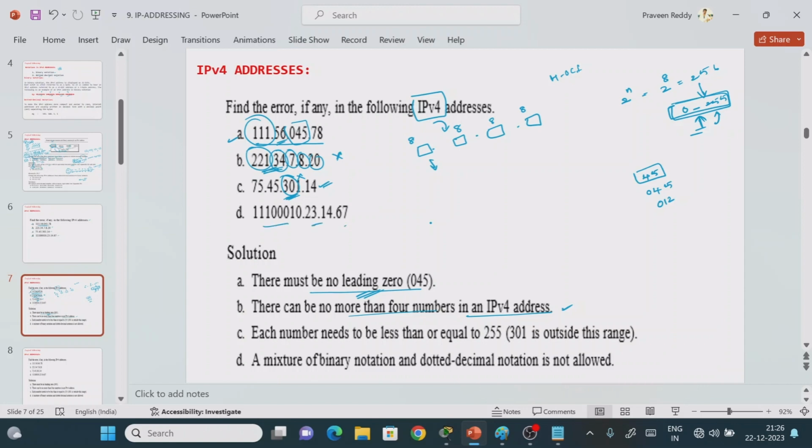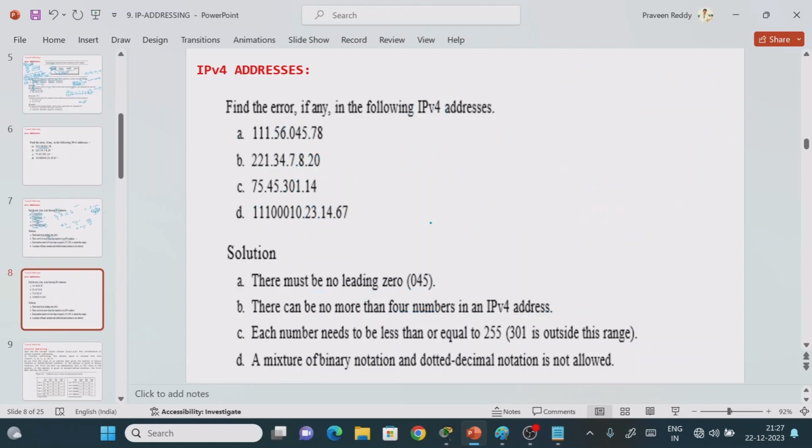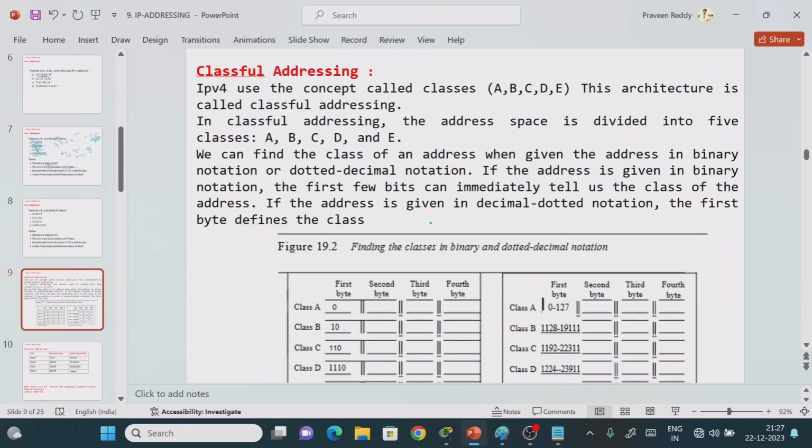Now what is wrong here? If you observe, this is correct, this is correct, this is correct, but this one is in terms of binary number only. You cannot mix binary numbers with decimal representation, or decimal representation with binary numbers. If you are following the binary notation, it should be completely binary notation, or it should be completely in dotted decimal notation. So these are some of the errors. In the next class we will see the different types of classful IP addressing.